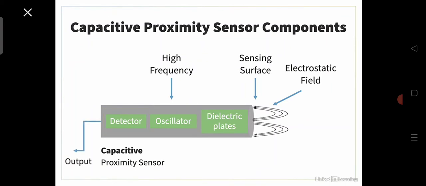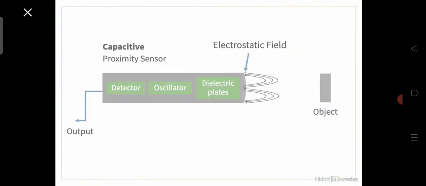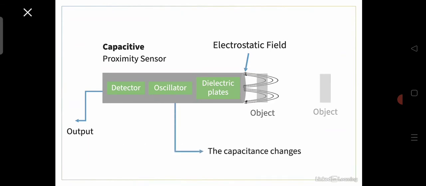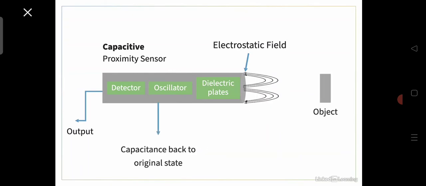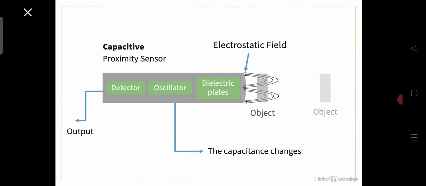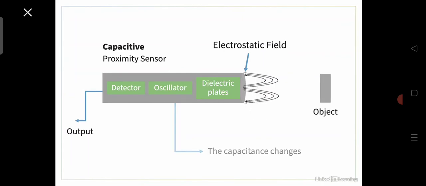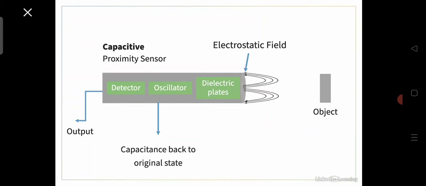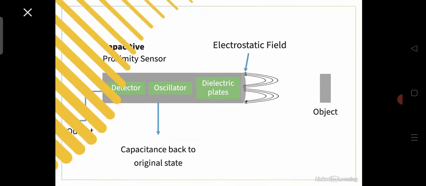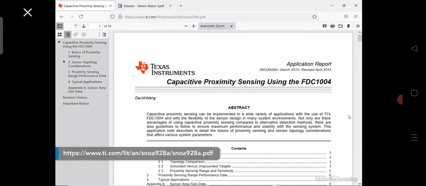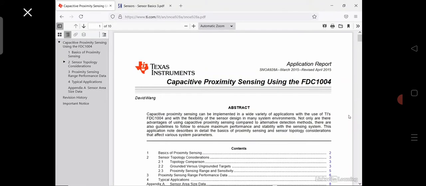In general, the operation principle goes this way. When the target gets near the sensing area, it enters the electrostatic field of the sensor. Then, the capacitance changes in the oscillator circuit. As a result, the oscillator begins oscillating. When the capacitance reaches a specific level, the output state of the sensor changes. As the target moves away, the sensor is back to its original state. Here are a couple of references if you want to read more about the operation principle of capacitive proximity sensors.